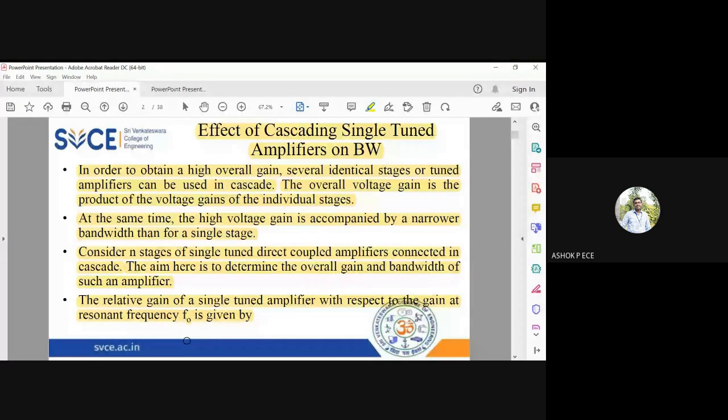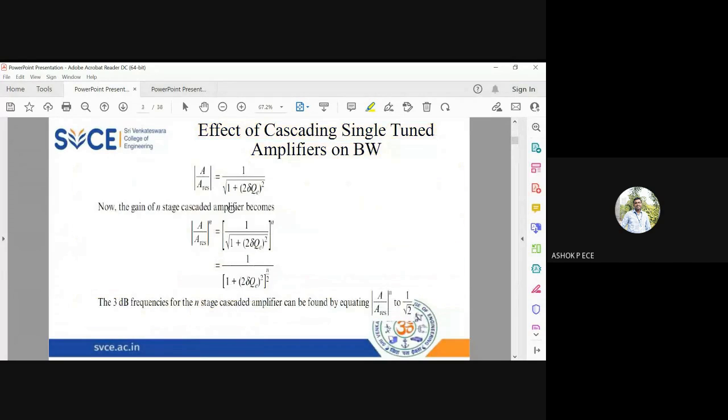So when all the amplifiers are identical, they have the same resonant frequency f naught, so this gain ratio will also be the same for all the amplifiers. I hope you remember this expression which we derived yesterday: A by A_res. A is the overall gain of the amplifier for all the frequencies, and A_res is the gain at resonance, which is the peak value of gain.